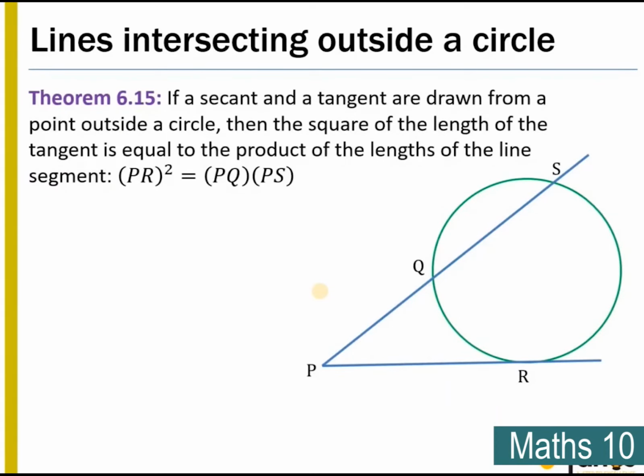Theorem 6.15. If a secant and a tangent are drawn from a point outside a circle, then the square of the length of the tangent is equal to the product of the lengths of the line segment. So PR squared equals PQ times PS.